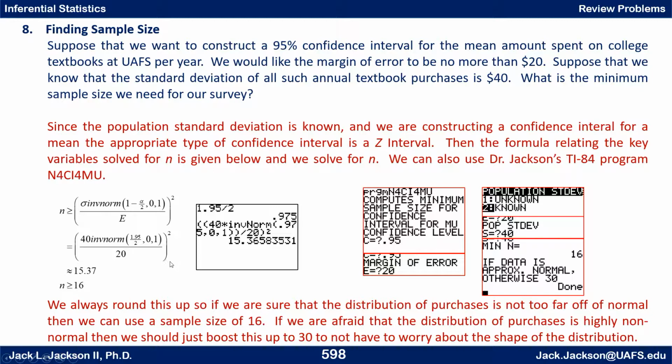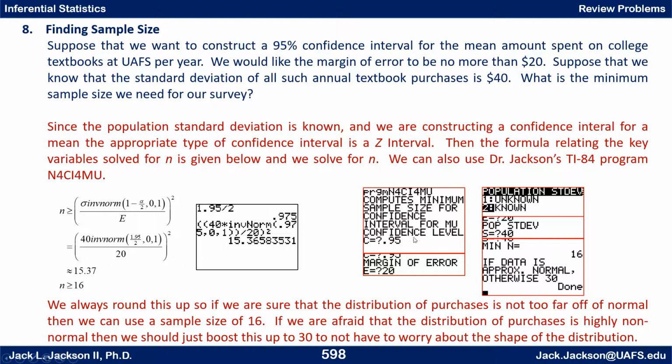But if you have my program, N4CI4MU, the n, sample size, for a confidence interval for a mean, mu, then you can run that, and it computes the sample size for a confidence interval for mu. It actually does this with an iterative process with a guess at the standard deviation for a t distribution. But for a z, it will do just exactly what this formula is doing right here.